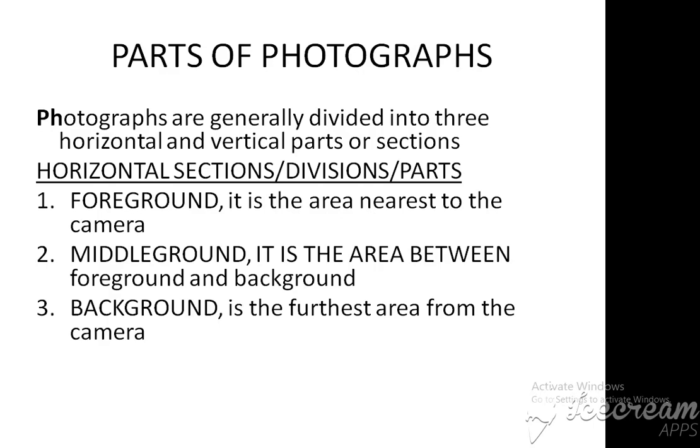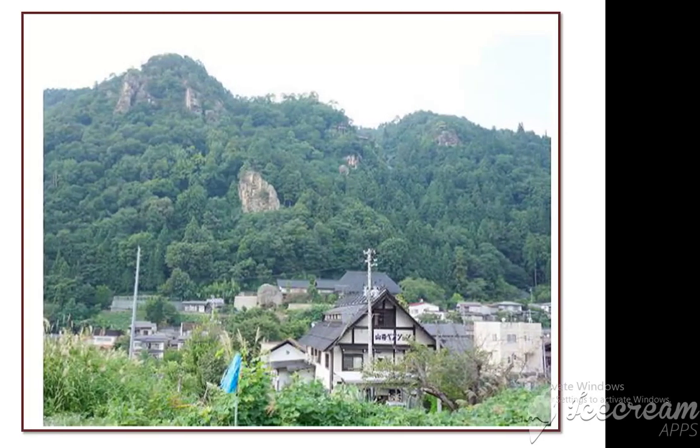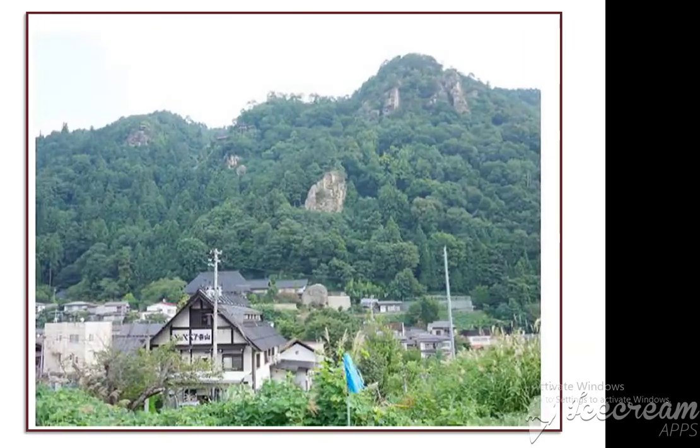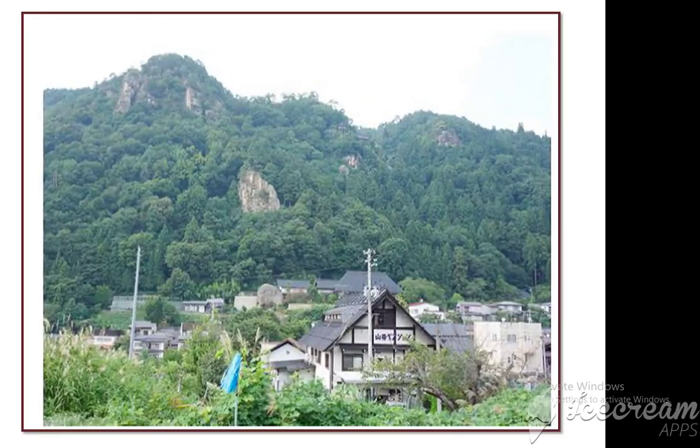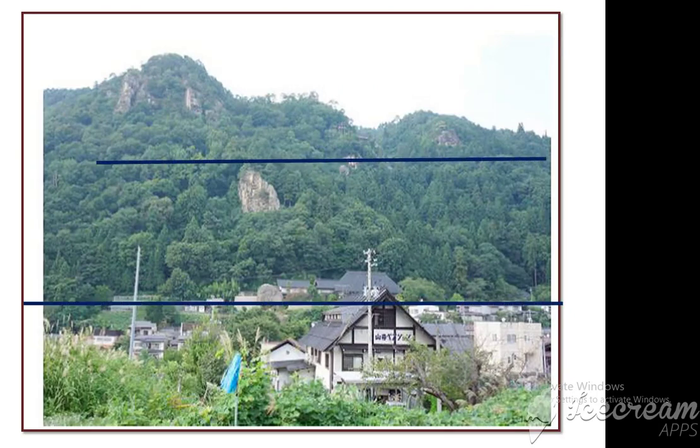I think with our photograph here, we can have those parts. If you can see that photograph there, if we divide it into horizontal parts, we can draw a line here, the first one there, then we draw another line. So we have three parts of the photograph.